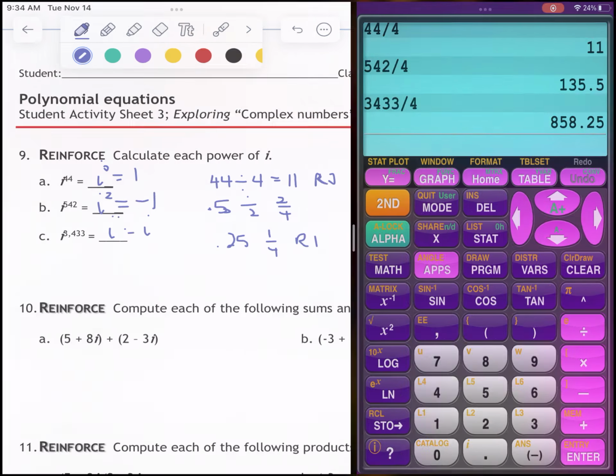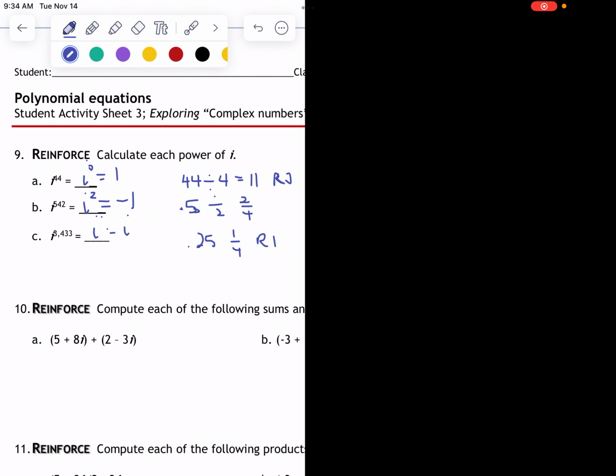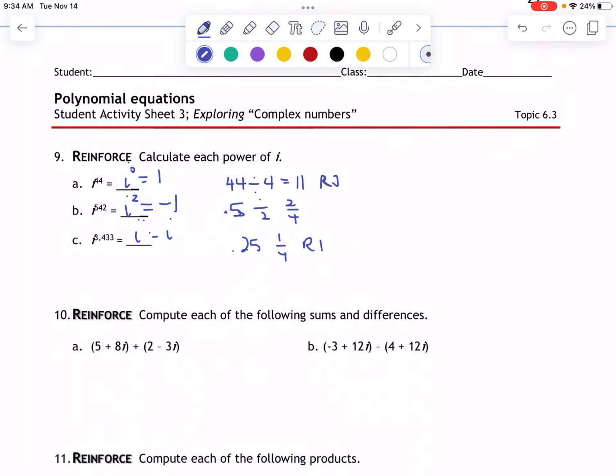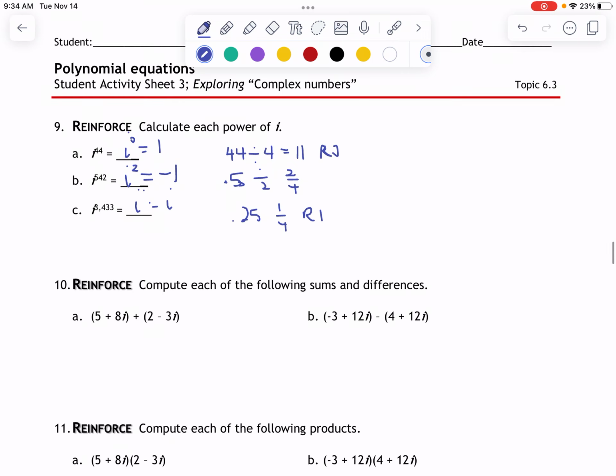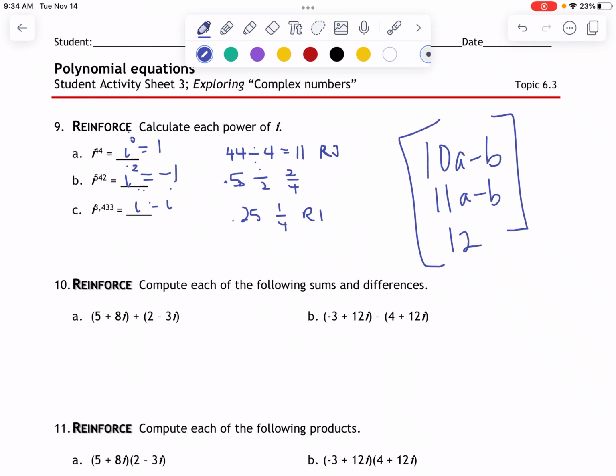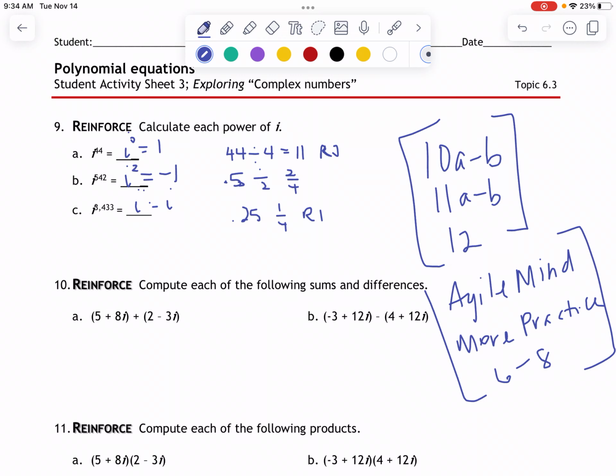All right, and that's going to do it for all the notes that we have for today. What I would like you to tackle for the rest of class is in this packet, you are going to try 10A and B, 11A and B, and also number 12. Once you're done with that, you're going to go to Agile Mind, where you will do more practice, numbers 6 through 8.